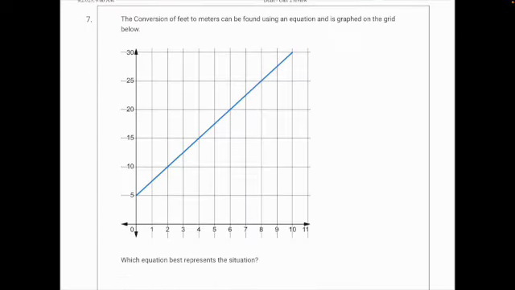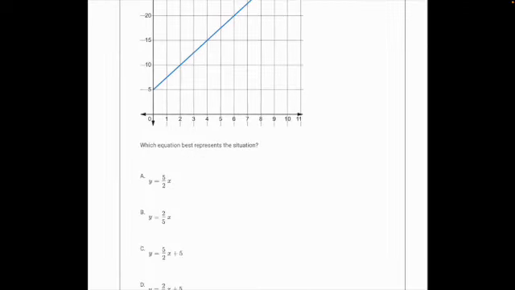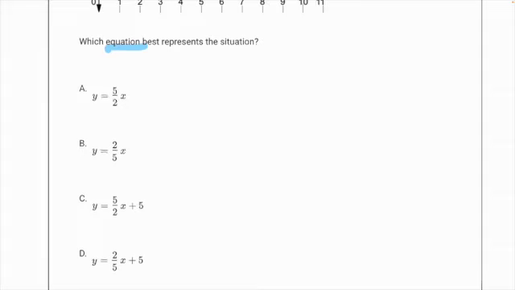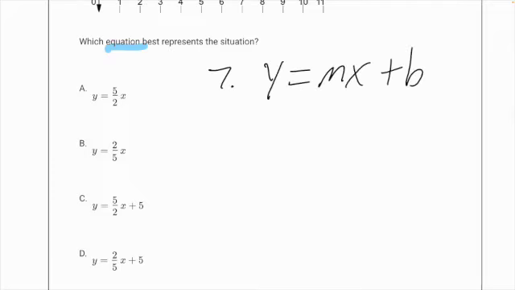The conversion of, did I spell conversion right? I'm not sure. The conversion of feet to meters can be found using an equation and is graphed on my grid below. Which equation best represents the situation? So guys, here we go. For number 7, on your scratch piece of paper, go ahead and write number 7 right here for me. Guys, I need to get y equals mx plus b. That's the equation I'm going for.